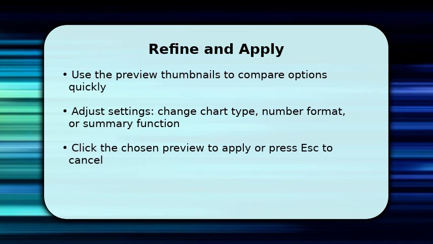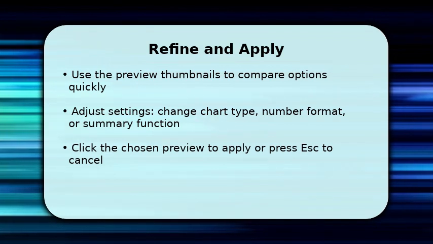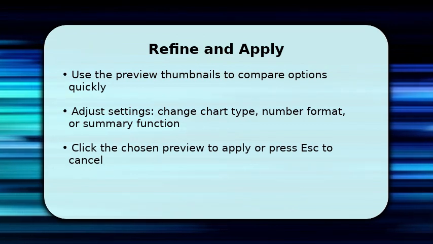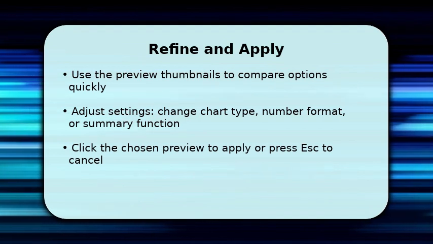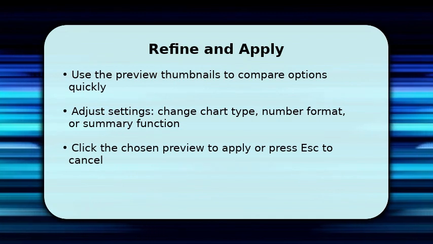Once you see a preferred chart or formatting, use options to refine it. Change chart subtype, pick number formats, or switch totals from sum to average or count. Make sure to confirm the selection by clicking the preview. If the result needs tweaks, edit the chart or cell formatting afterward. This keeps your workflow fast and iterative.